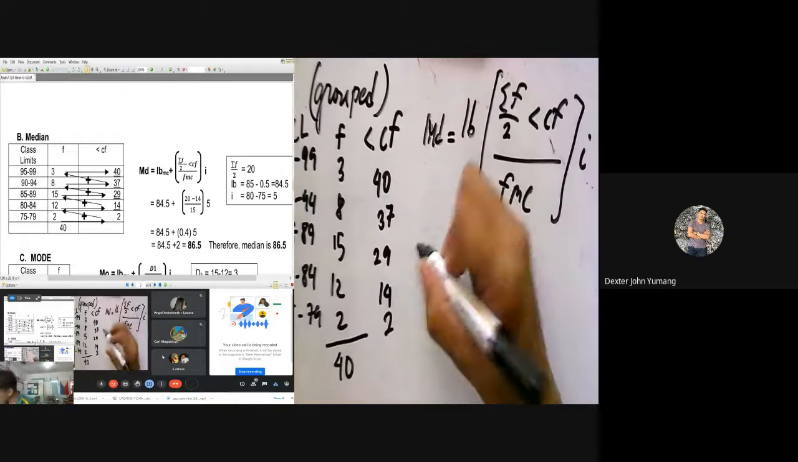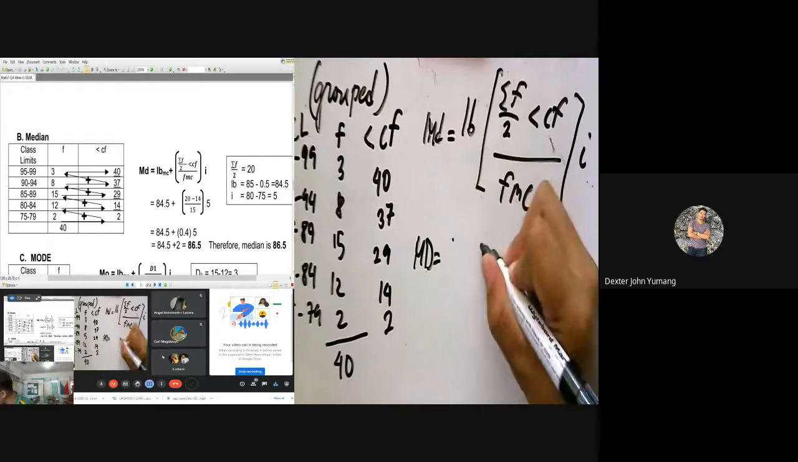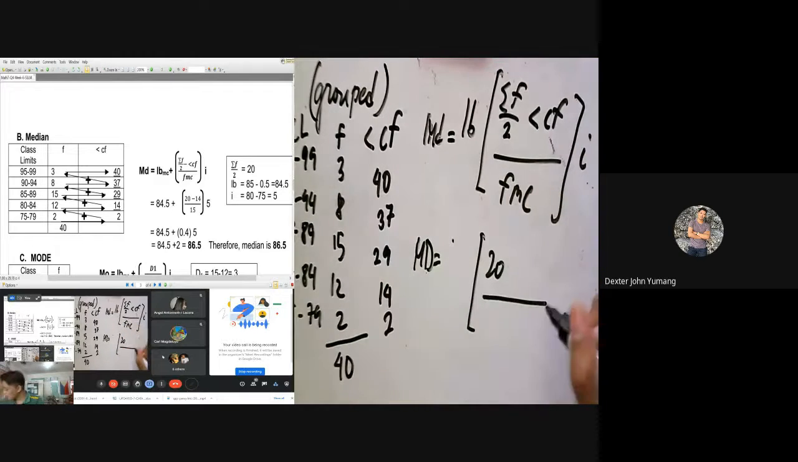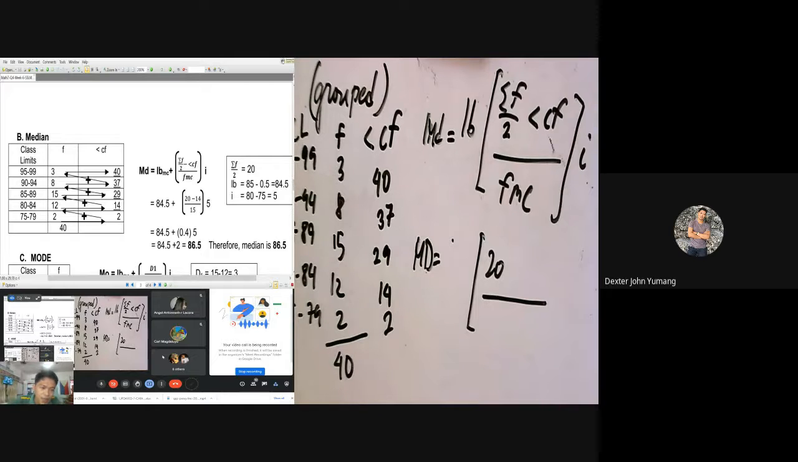20 yun kanina, no? So, n equals MD equals LB, blanco mo na yan, 20. Tapos, sabi po dito, less than CF. Ano po yung less than CF? So before we go with that less than CF, punta muna tayo sa LB. So how are we going to get the LB?